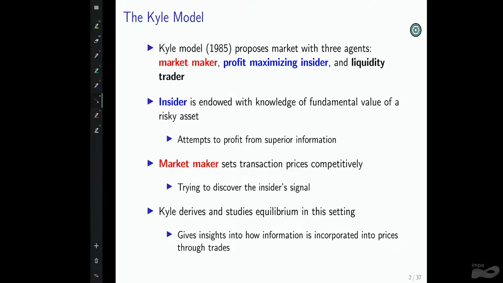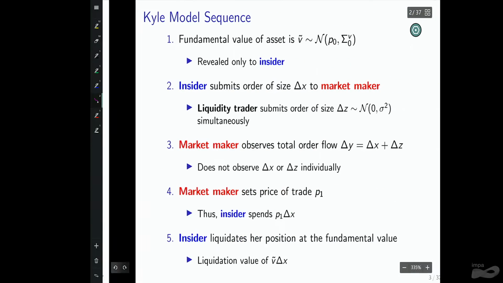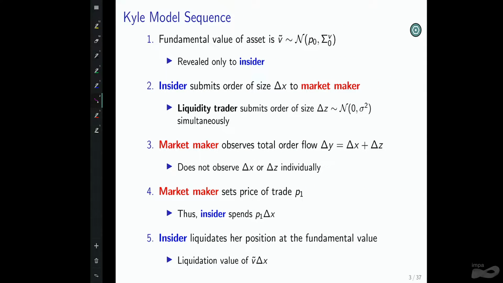So in the original paper in 1985, Kyle defines a notion of equilibrium in this setting, studies the equilibrium, and the main takeaways are: how do prices change over time to reflect information being encoded into the market? The sequence of events which occur in the Kyle model are fundamental in terms of understanding what's going on. I'm going to repeat this exact slide in a few minutes, except I'm going to highlight the new features that we add so you can really see. You have to understand the original Kyle model to see where the additional features come in.